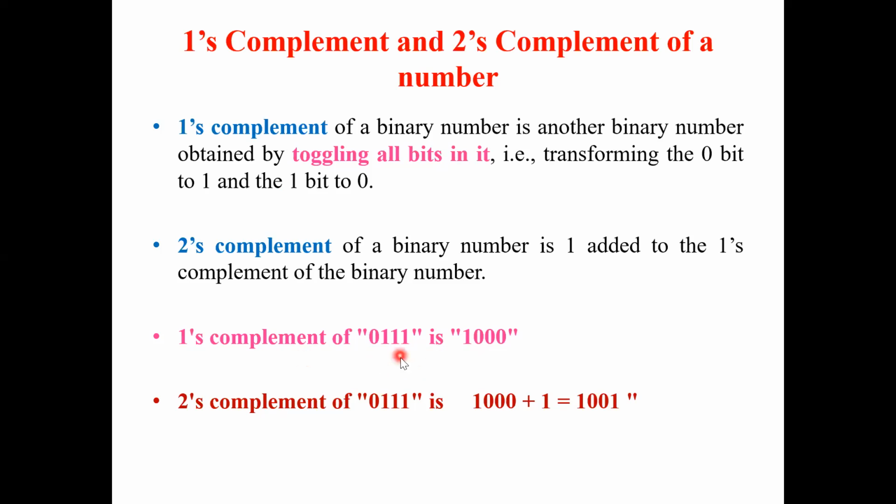So the ones complement is you just toggle the bits, the ones and zeros. Wherever there is 0, it becomes 1. Wherever there is 1, it becomes 0. Sometimes in the exam, they just give you a number and tell you to write down the ones complement or the twos complement, so it becomes very easy.